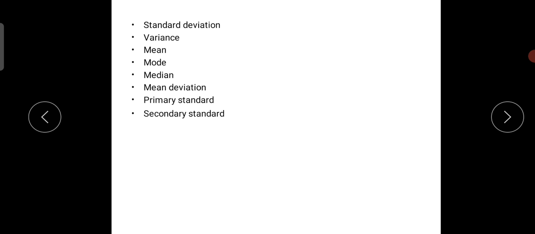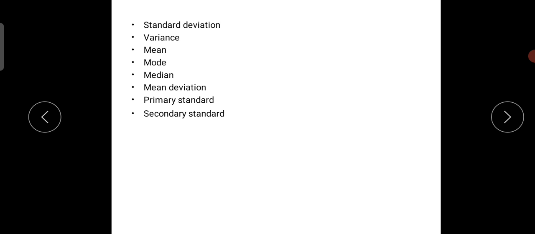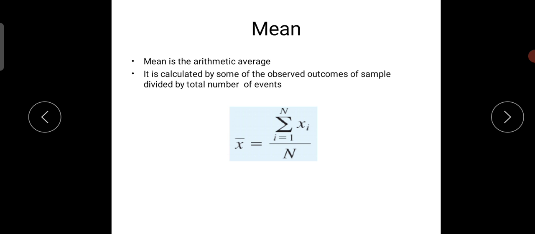Today we will be dealing with these topics: standard deviation, variance, mean, mode, median, mean deviation, primary standard, and finally the secondary standard. So let's begin. Mean.